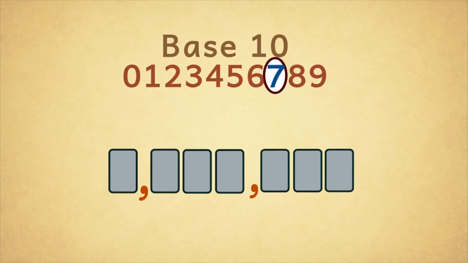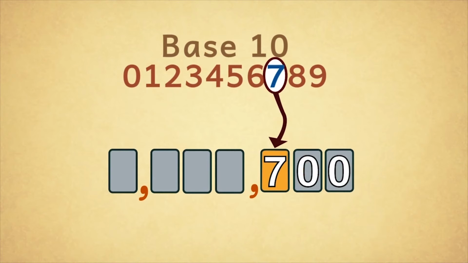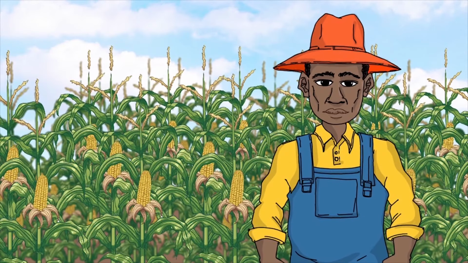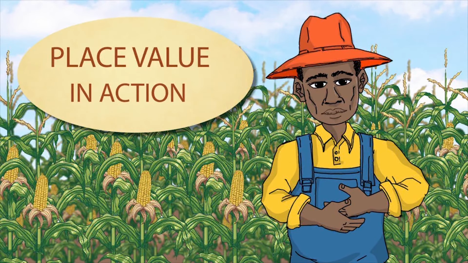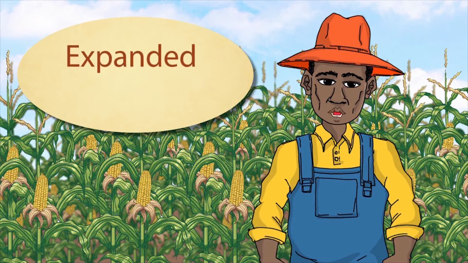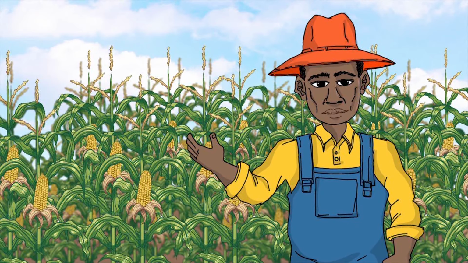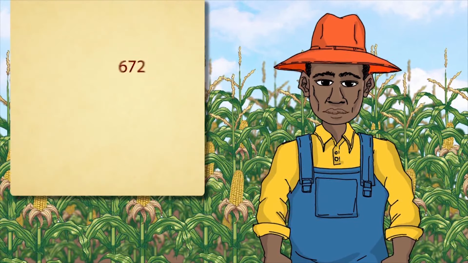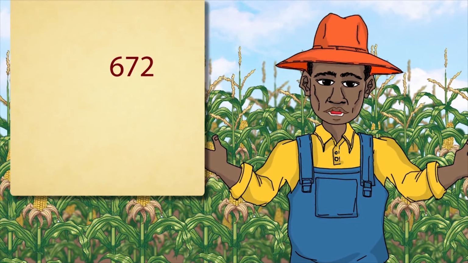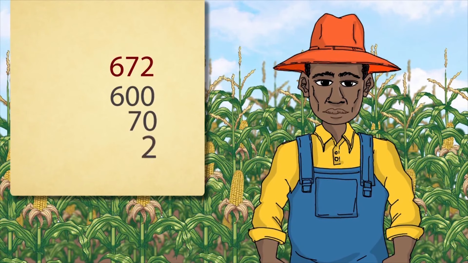So, if the number 7 is in the ones place, it means it's just a 7. If it's in the tens place, it becomes a 70. And if it's in the hundreds place, it becomes 700, and so on. A good way to see place value in action is to write numbers in expanded form. Expanded form? Yes, let me explain. We can write the number 672 as 600, 70, and 2.